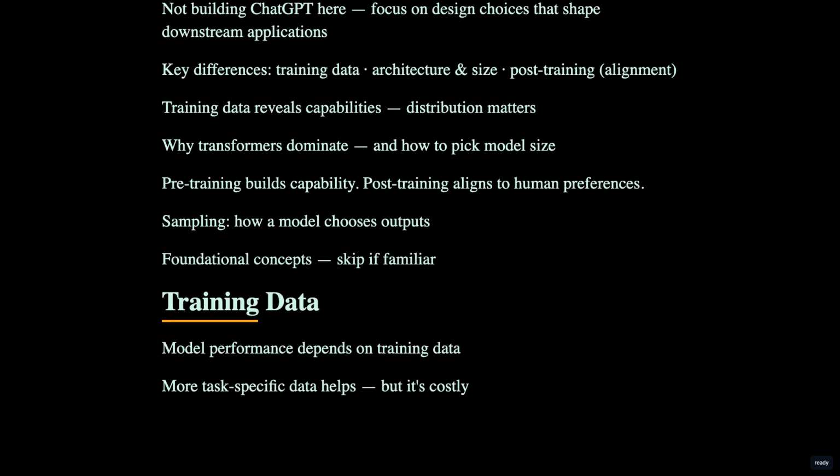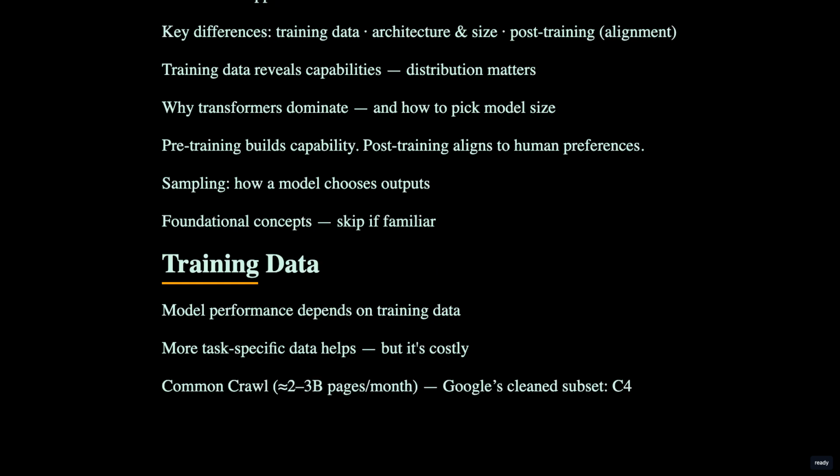Adding more examples for a particular task usually improves a model's performance. However, collecting enough high-quality, task-specific data for large models is time-consuming and expensive, so developers frequently rely on whatever data is available even when it doesn't perfectly match their needs. A common source of large-scale training data is Common Crawl, a nonprofit project that periodically crawls the public web. In 2022 to 2023, it collected on the order of 2 to 3 billion pages per month.